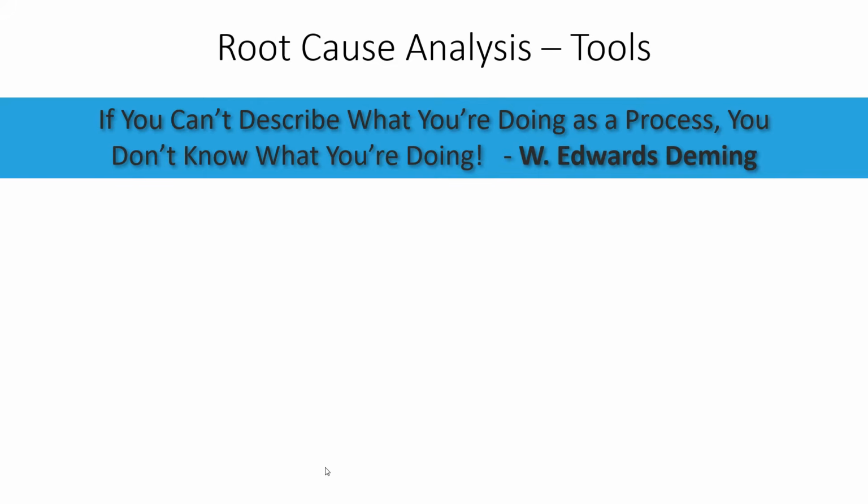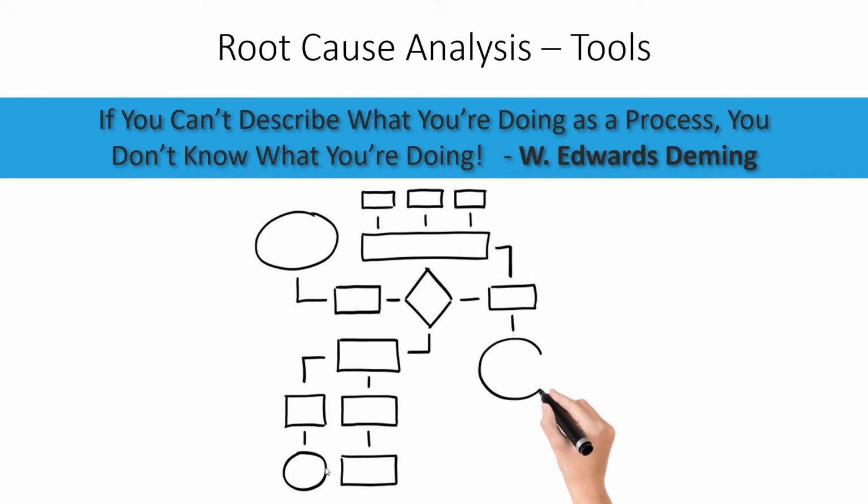The first one is the flow diagram, and I love this from Deming. If you can't describe what you're doing as a process, you don't know what you're doing. This goes back to tip number 2 where I said focus on the process and not the people. And to really focus on the process, one of the best ways to do that is to create a flow diagram. What are those steps of the process that could contribute to the failure mode?